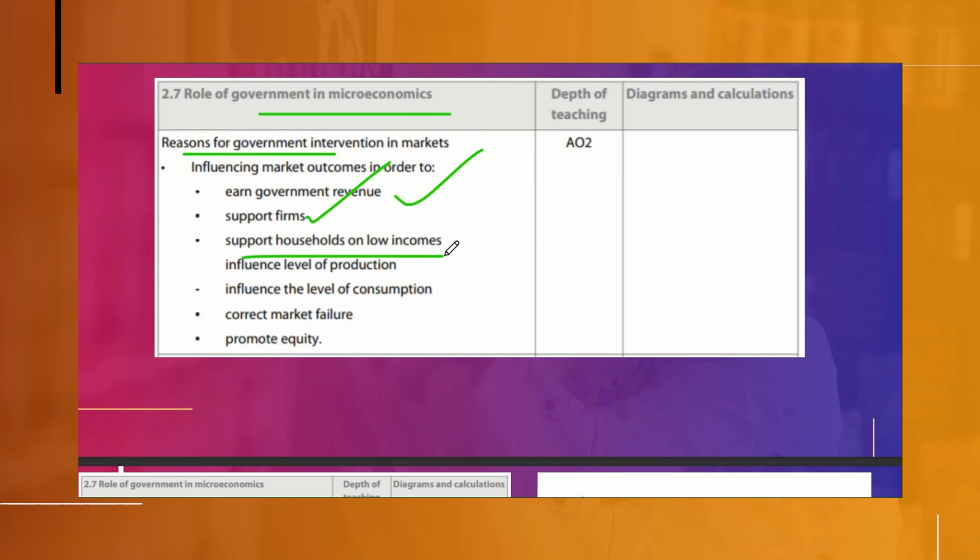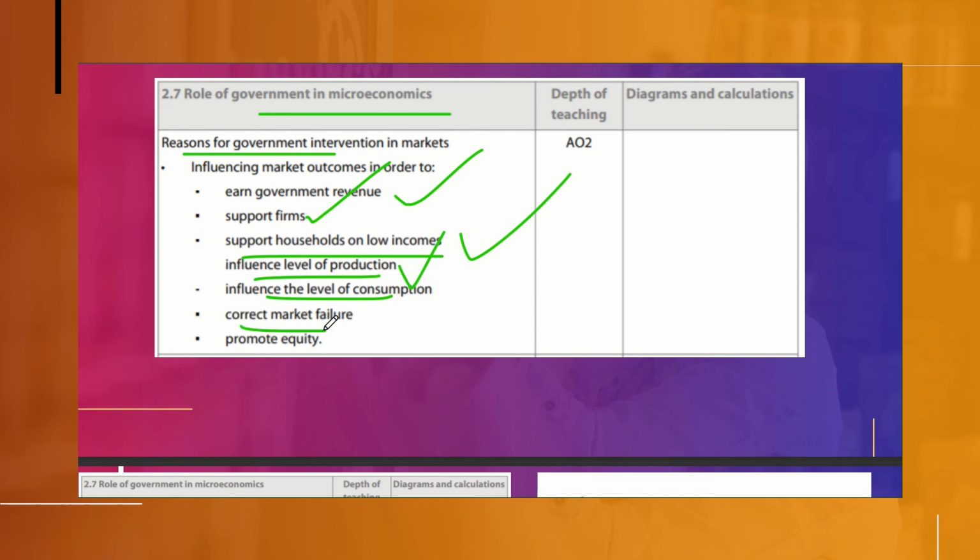that will help the low income people to afford the products, to support households and low income. And to influence the level of production, which means in order to decrease the production, government usually imposes a tax, and in order to increase the production of merit goods, the government usually gives a subsidy. These two actions will encourage the producers. In case of demerit goods, the government will impose a tax, so that will decrease the production of demerit goods. So influencing the level of production and the level of consumption, the government usually intervenes in the market.